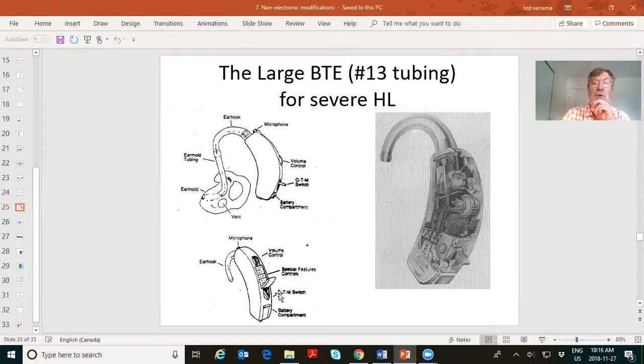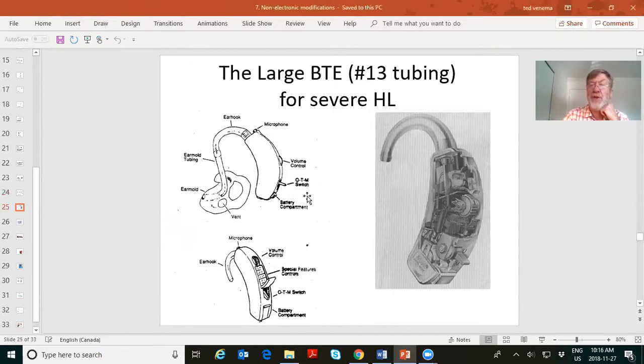What kind of ear mold is shown here? A skeleton ear mold. There's the vent. Here's the mic. The speaker would be right in here. This is the ear hook. There's the number 13 tubing going into the skeleton, lucite skeleton ear mold. Battery compartment, off telephone mic switch.